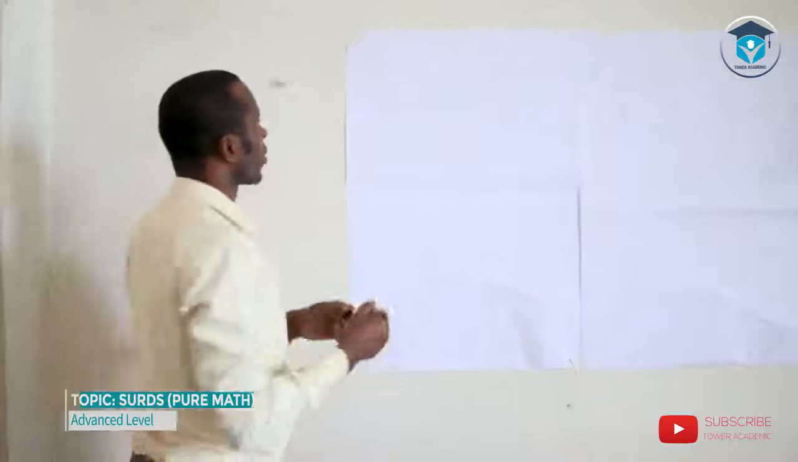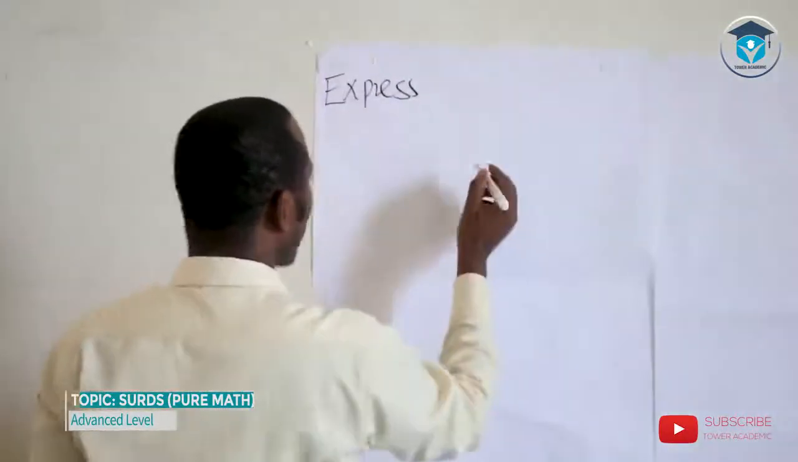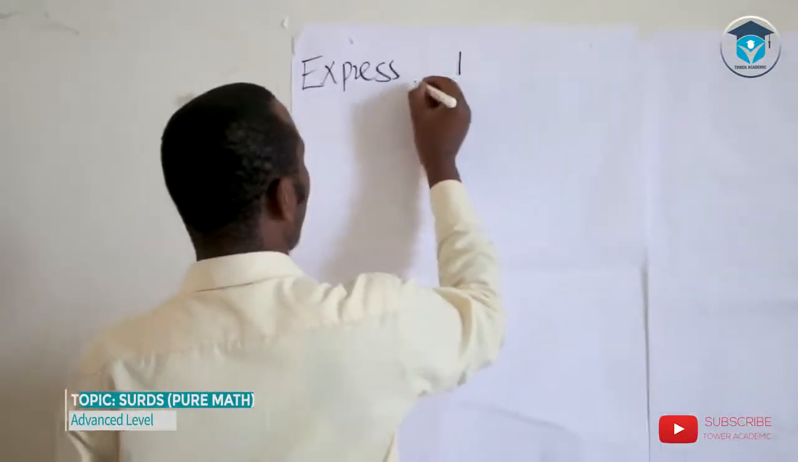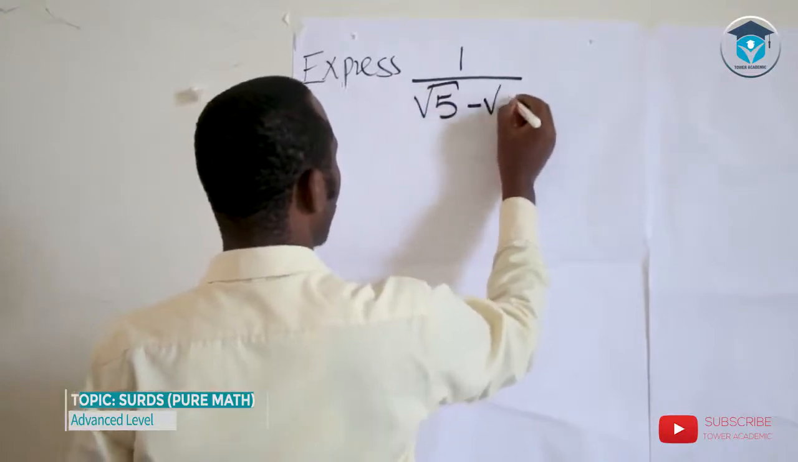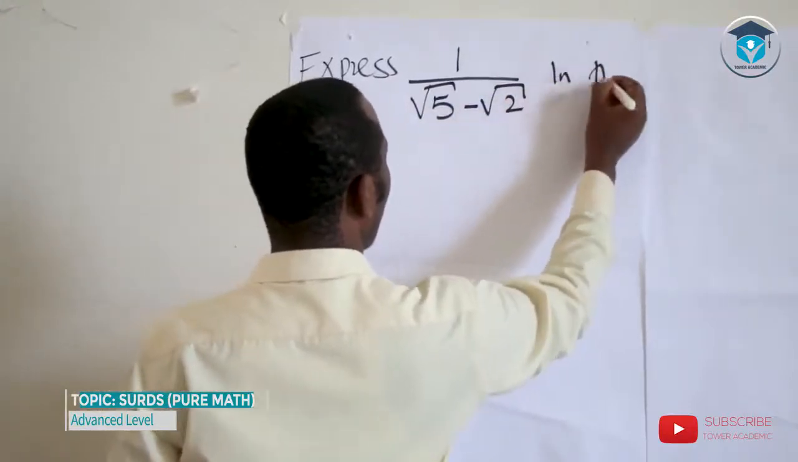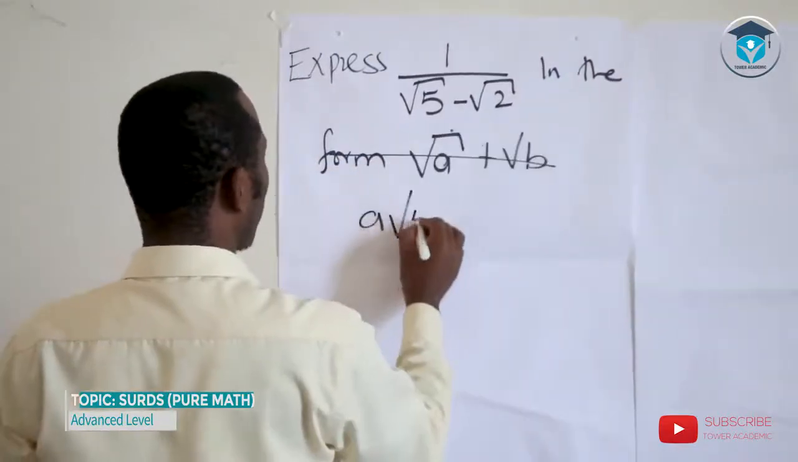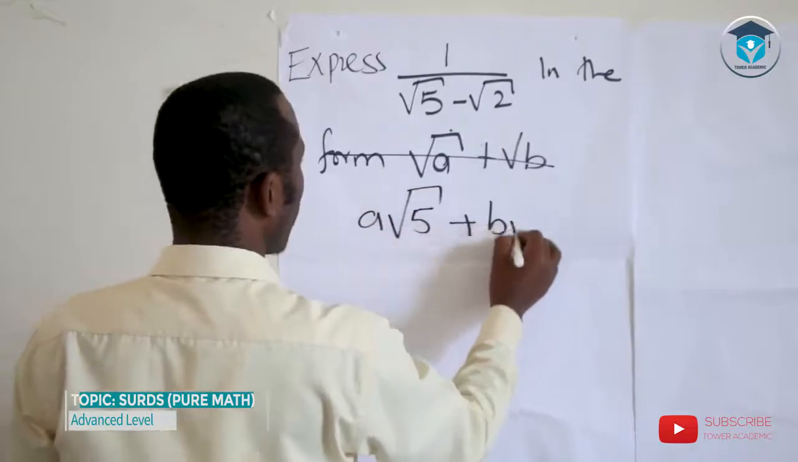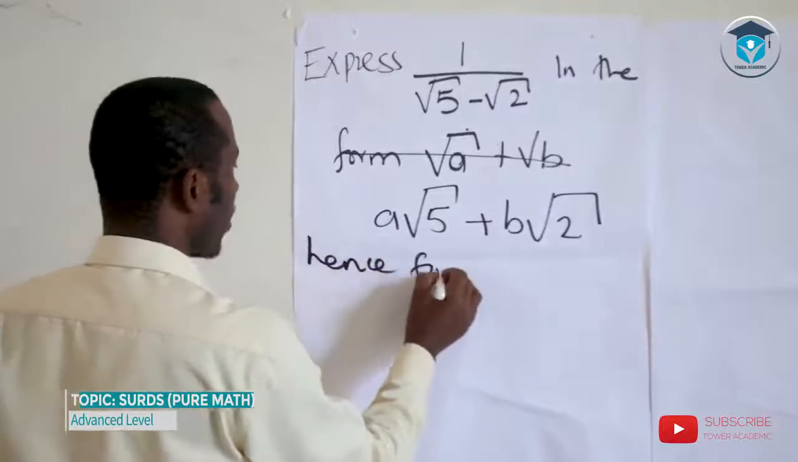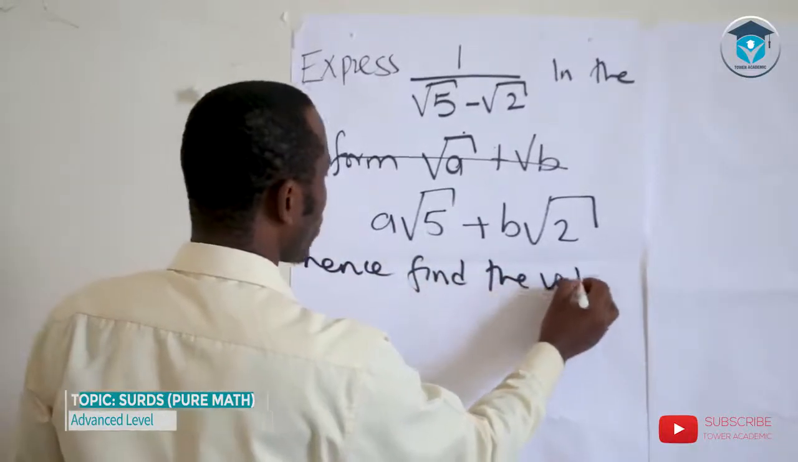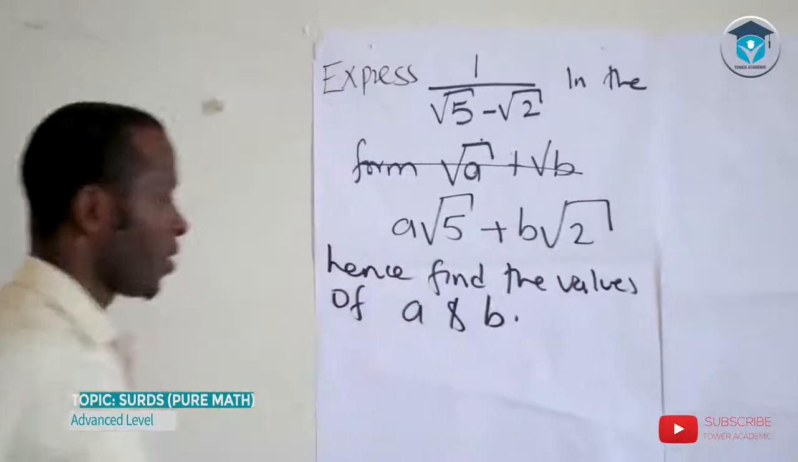An example telling us, let us express 1 over root 5 minus root 2 in the form A root 5 plus B root 2. Hence, find the values of A and B.